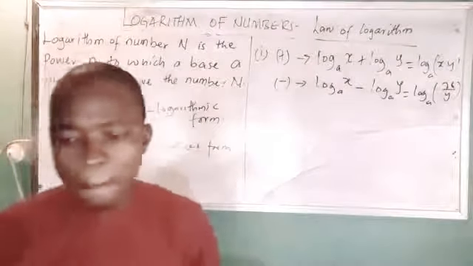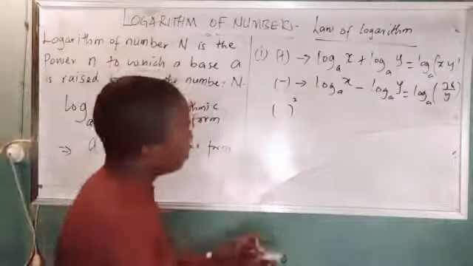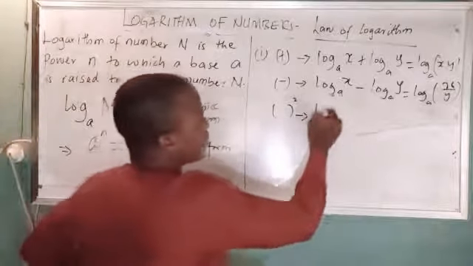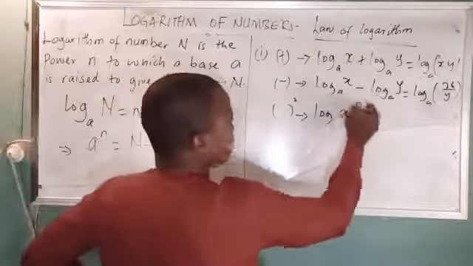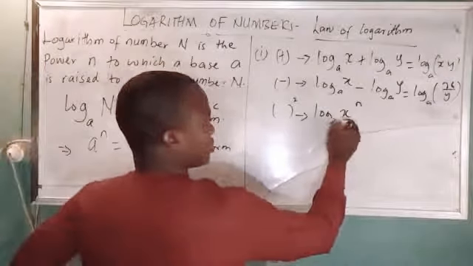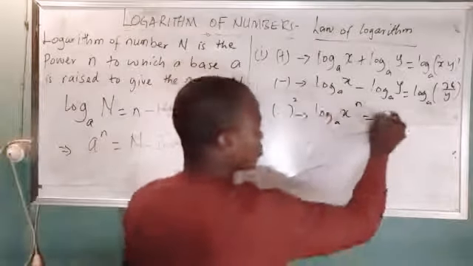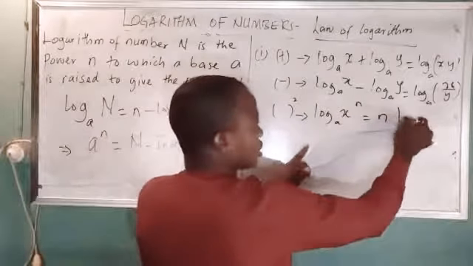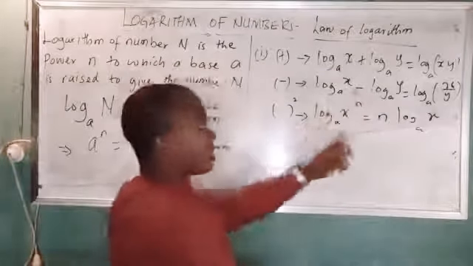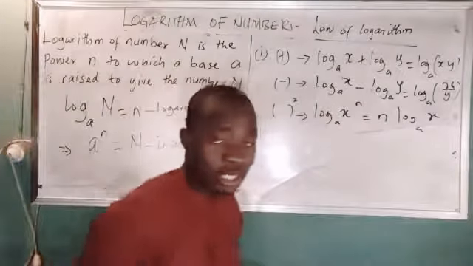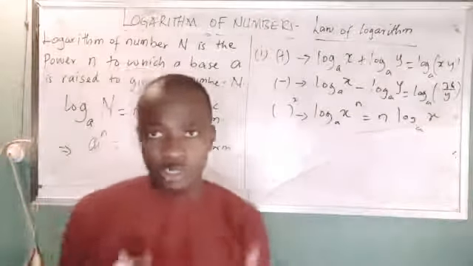At the same time, we have the power law. That is, when you have log x raised to n base a, the power will automatically come and multiply the whole of the log. That is, the n will come like this, then multiply all of this logarithm. Are you getting what I'm saying?